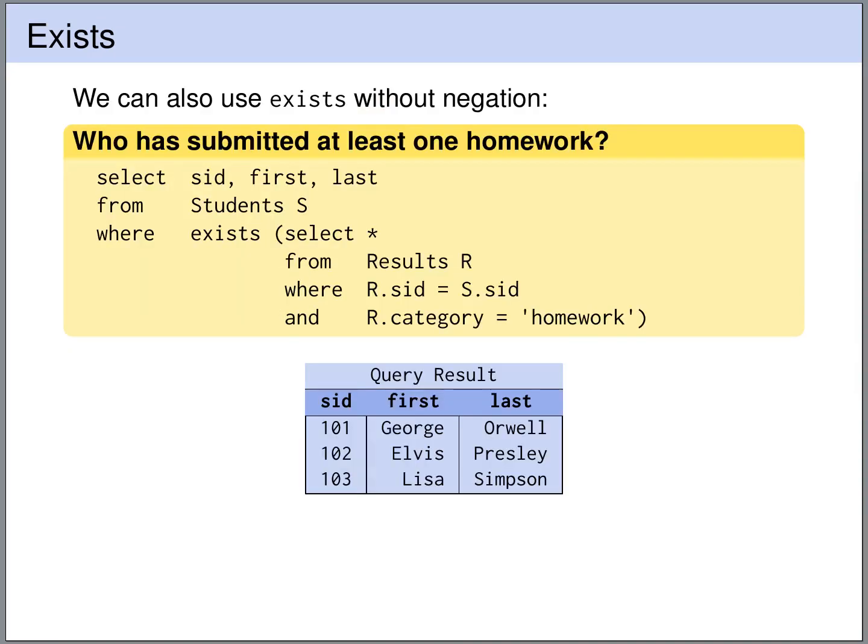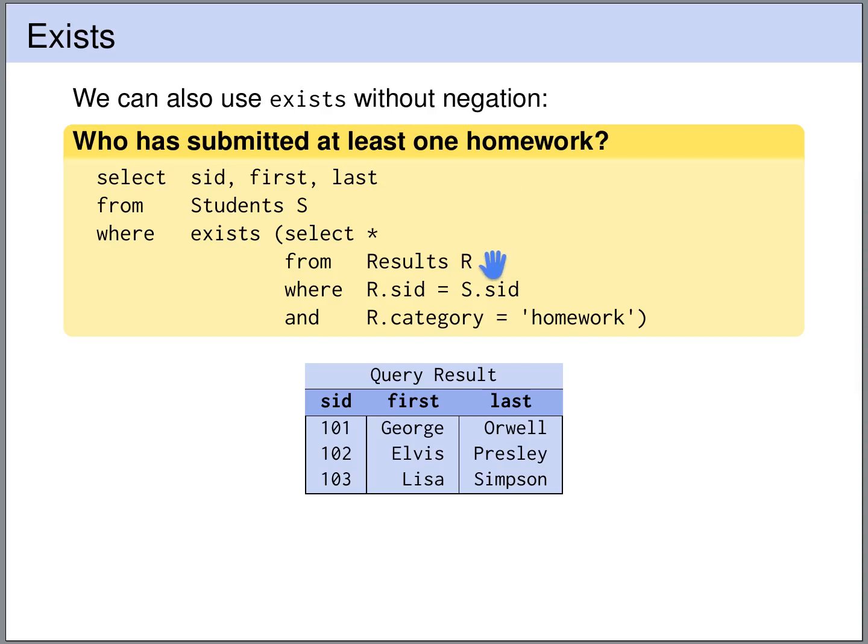This slide shows an example usage of exists without negation. Here we have the exists. This query computes the students that have submitted at least one homework assignment. In the outer query, we are querying data from the students table, and we are outputting their student ID, first name and last name, if the following condition holds, namely if the following subquery is not empty.